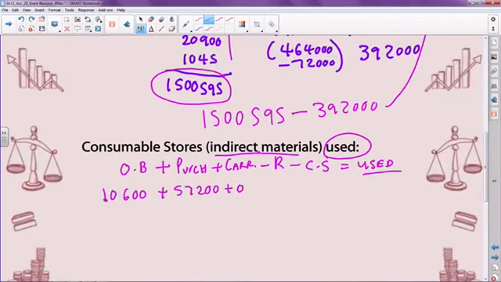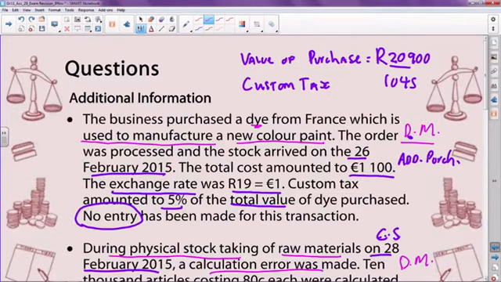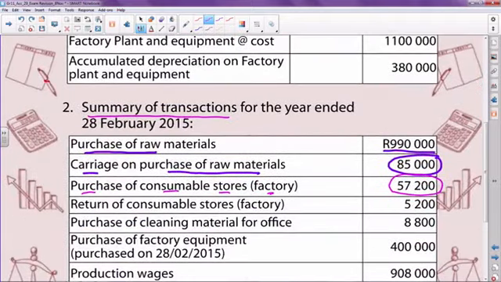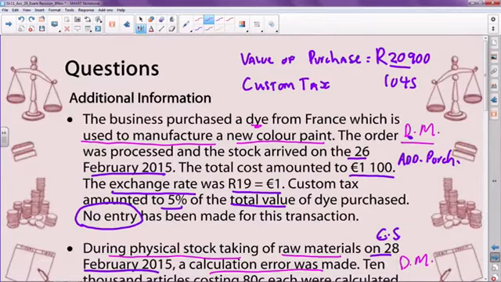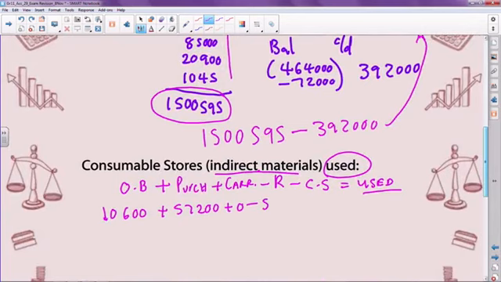Returns. So did we return any indirect material? So if I go to my summary of transactions, okay, on the fourth line, return of consumable stores. So for some reason, we returned 5,200 Rand worth of consumables. So immediately, returns is going to decrease the amount of consumable stores you have. So minus 5,200.